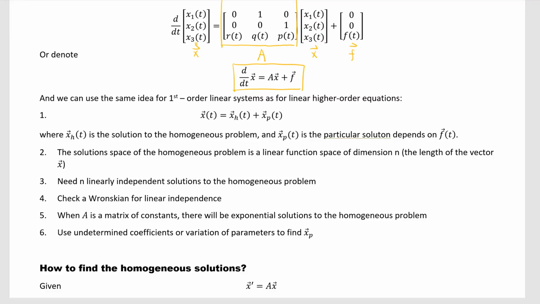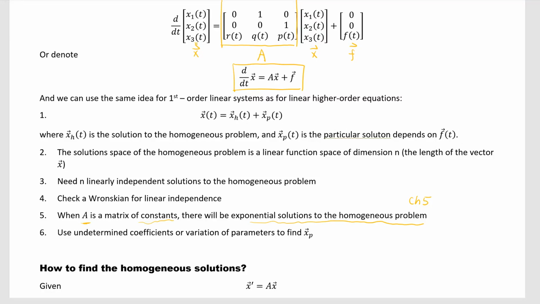And then next, how do we know they are linearly independent? We can check the Wronskian for linear independence. When A is a matrix of constants, there will be exponential solutions to the homogeneous problem. So in chapter 5, we talked about higher order linear differential equations with constant coefficients.